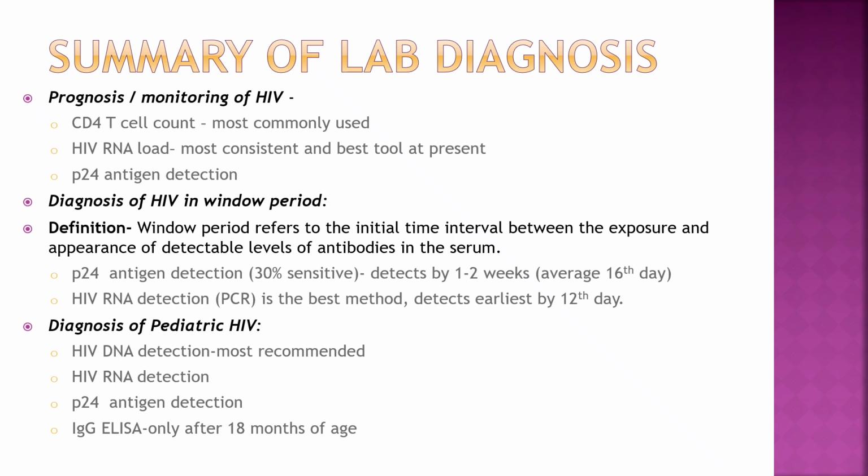Summary of lab diagnosis. For prognosis or monitoring of HIV, CD4 T cell count is most commonly used, and HIV viral load. P24 antigen detection: diagnosis of HIV in window period.